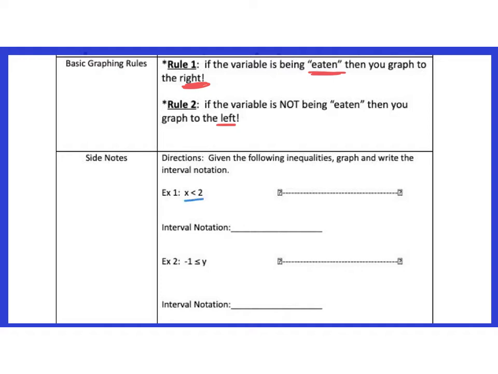X is less than 2. So to put this on a graph, I'm just going to place the 2 in the middle. If I wanted to add more numbers, I could have a 1 and a 3 next to it. Is it going to be an open or a closed dot? It's going to be open, okay, because it's not less than or equal to, it's just less than. And since it's less than, it's not being eaten, so it's going to go to the left. The interval notation, so as you can see, my arrow is going to the left to infinity, so that's going to be my left value. Going to stopping at 2 on the right, and it's open circle, so it's open parenthesis.